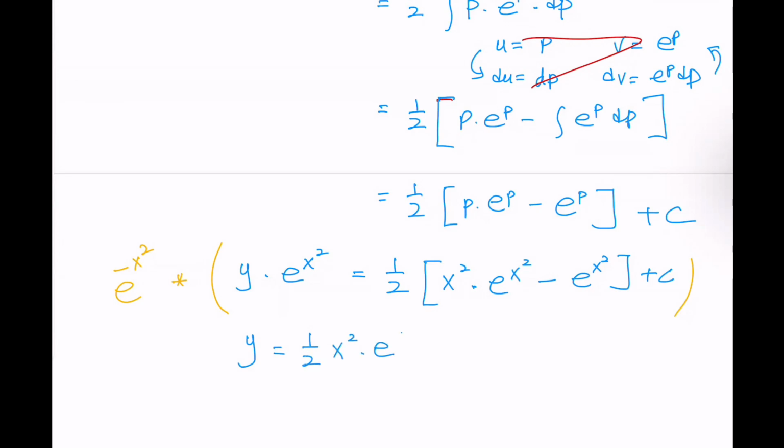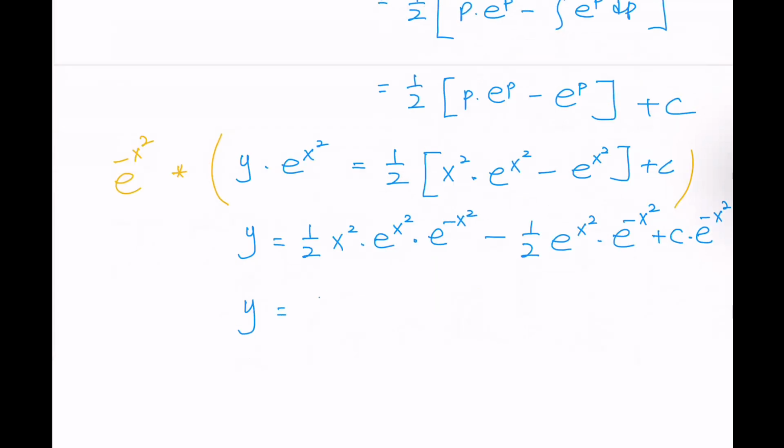squared times e to the x squared times e to the negative x squared, minus 1 over 2 e to the x squared times e to the negative x squared, plus c times e to the negative x squared. Then y equals 1 over 2 x squared minus 1 over 2 plus c e to the negative x squared.